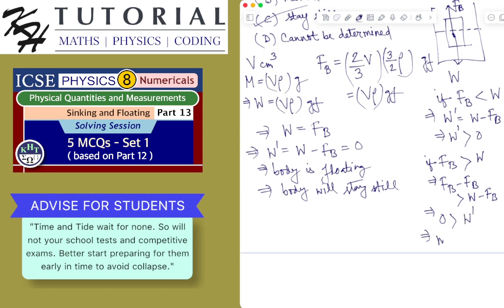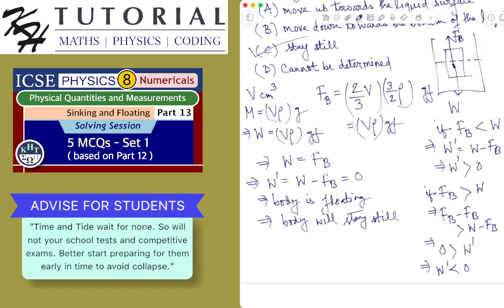This implies that W dash is less than 0. What does the apparent weight mean? By weight, we always mean a force that is acting on the body vertically downwards. Now, since in this case the weight is negative, it means there is a net force acting upwards on the body. So, for the case when FB is greater than W, the body will tend to move up. Because FB is greater than W, the net force acting on the body is vertically upwards, which will tend to move the body towards the surface of the liquid.